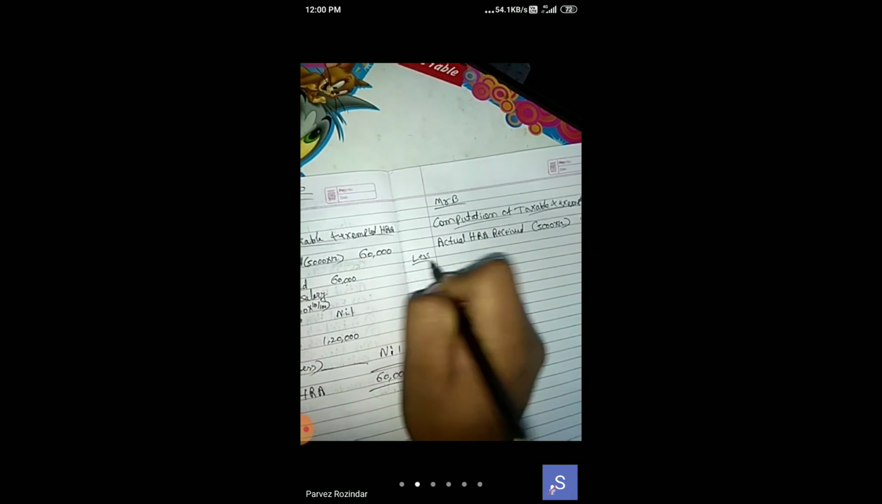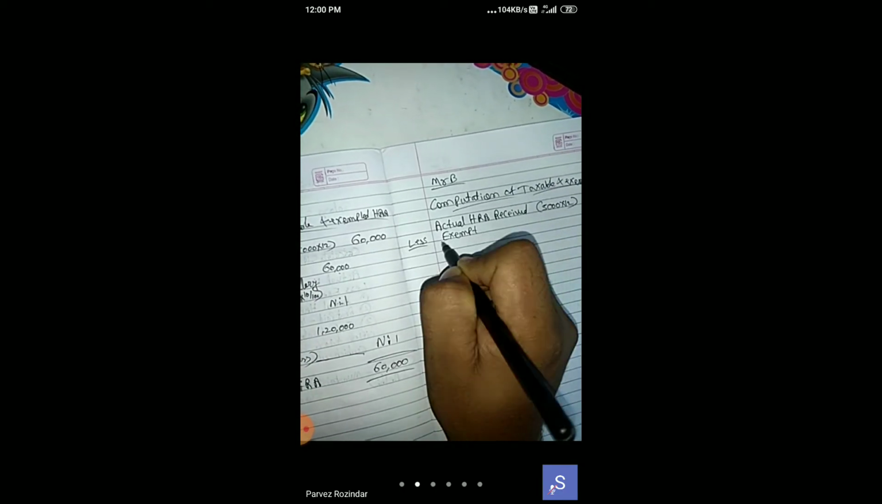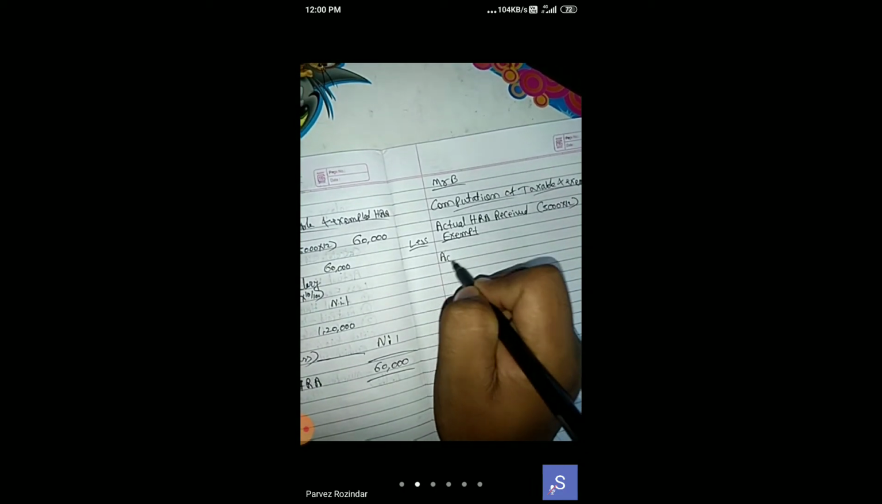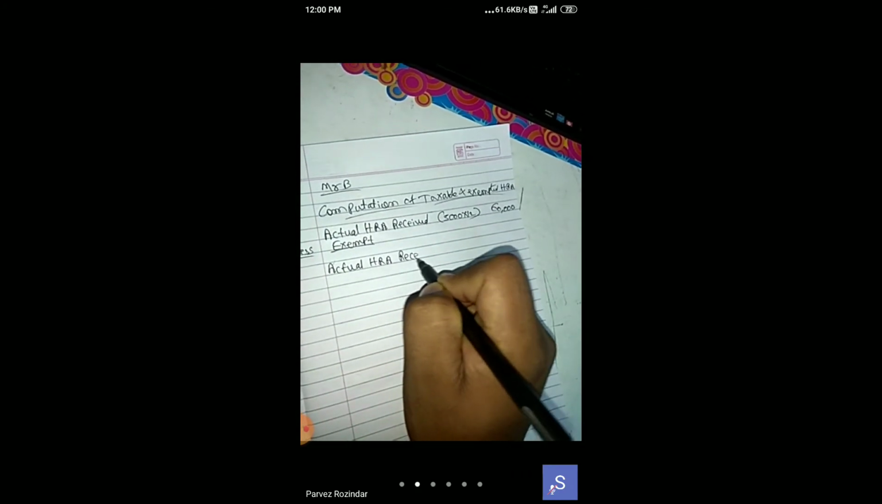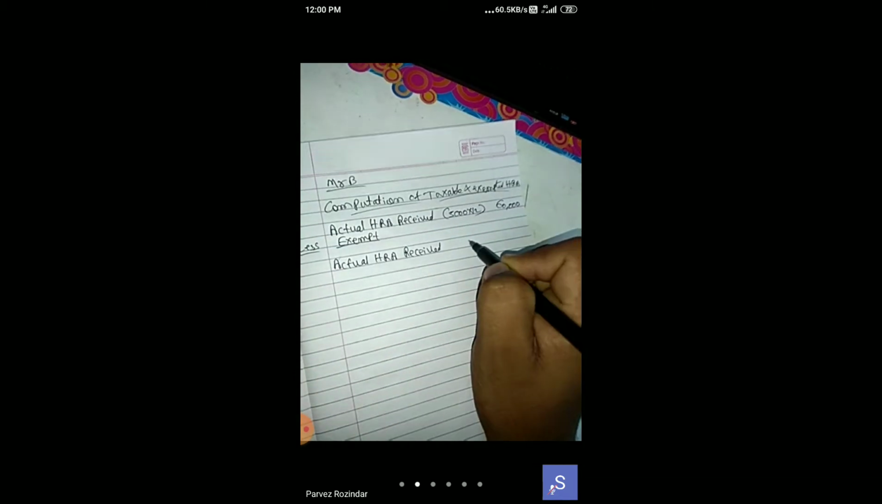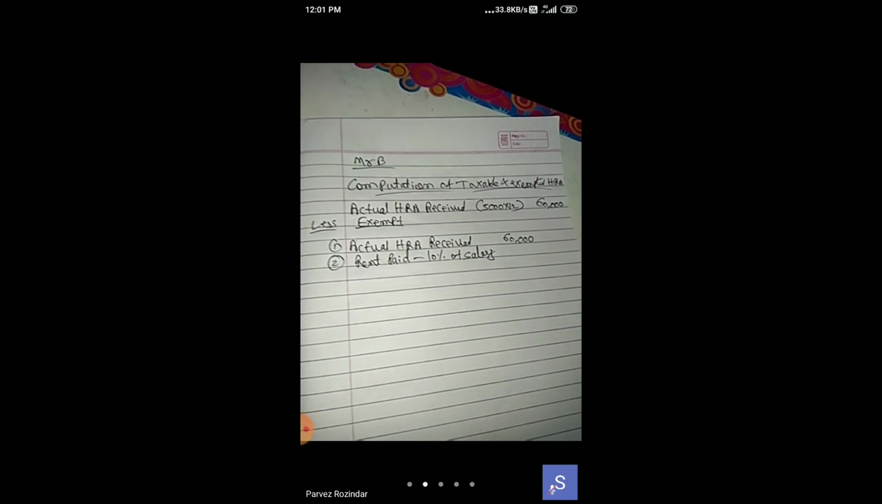Now under this again, least is exempt. So here again actual HRA received. So actual is 60,000. Right? Actual HRA received is also 60,000. Number 1 we can write. Number 2, rent paid minus 10% of salary.